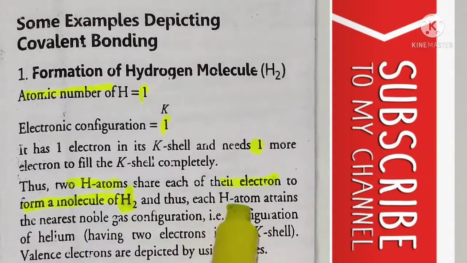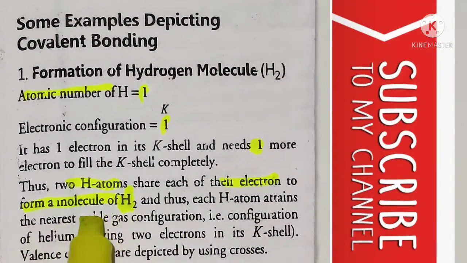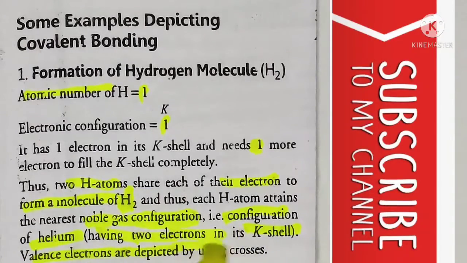Thus each hydrogen atom attains the nearest noble gas configuration, that is helium. Configuration of helium having two electrons in its K shell. Valence electrons are depicted by using crosses.